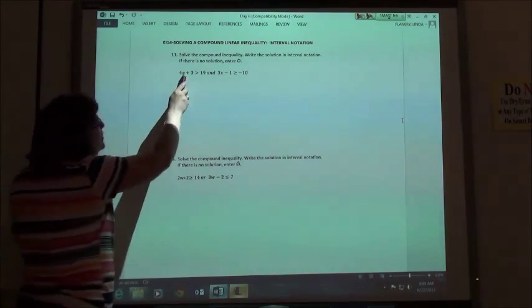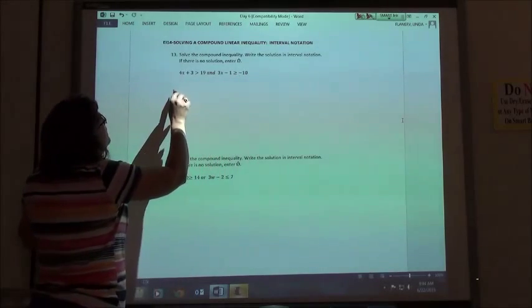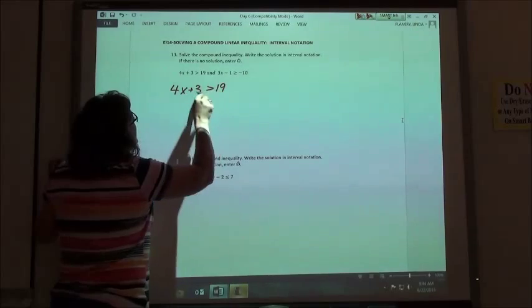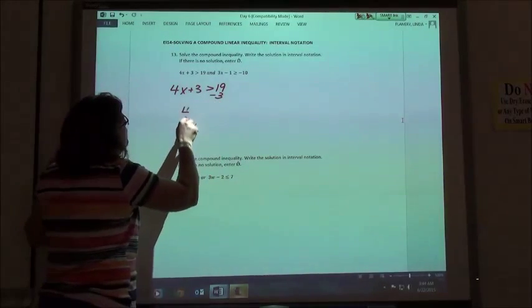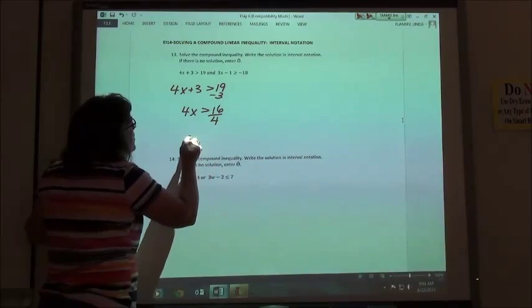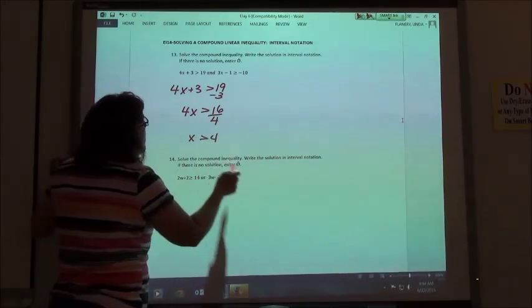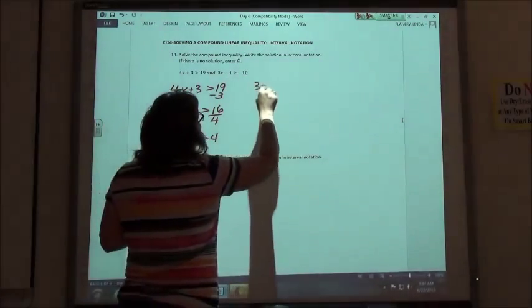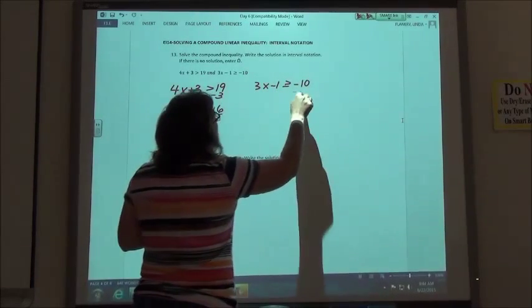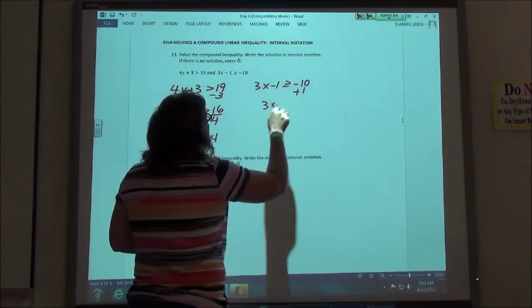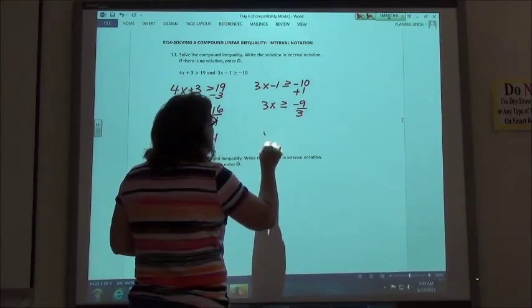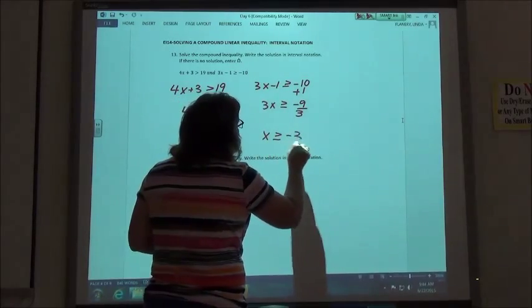So I want to start out by just solving each of these separately. 4x plus 3 is greater than 19. I'm going to minus my 3, so 4x is greater than 16. Divide by 4, so x is greater than 4. Here, 3x minus 1 is greater than or equal to negative 10. I'm going to add my 1. 3x is greater than or equal to negative 9. I'm going to divide by 3. x is greater than or equal to negative 3.